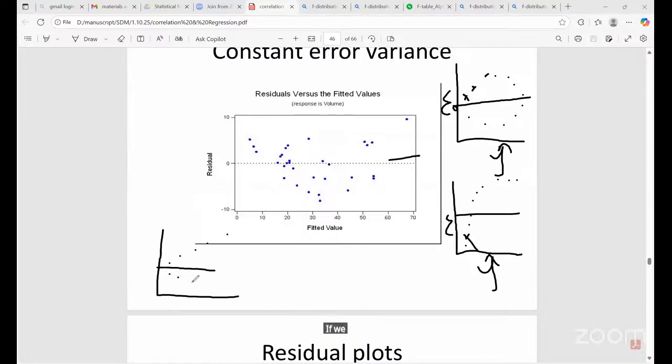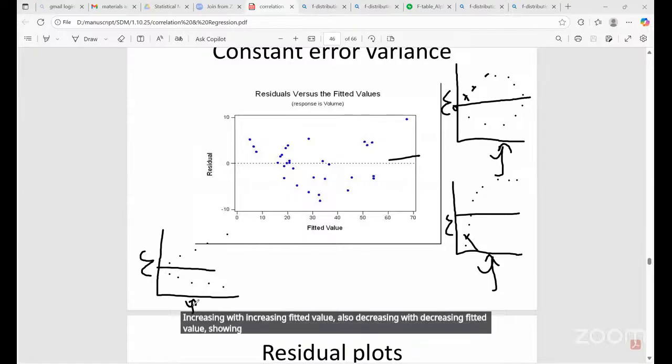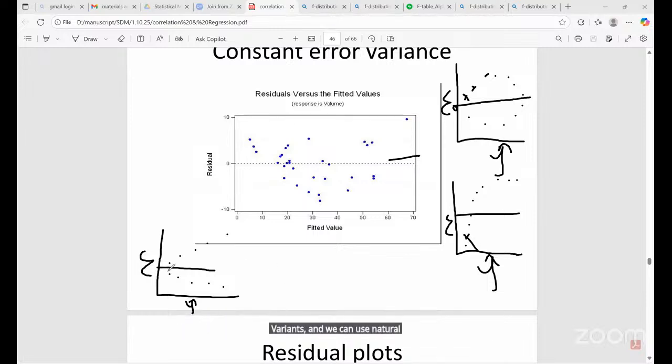If we get something like this, a funnel-shaped, we have our residuals here, and we have our fitted values here. This shows us that the residuals are increasing with increasing fitted value, also decreasing with decreasing fitted value, showing non-constant variance, and we can use the natural logarithm to stabilize this problem.